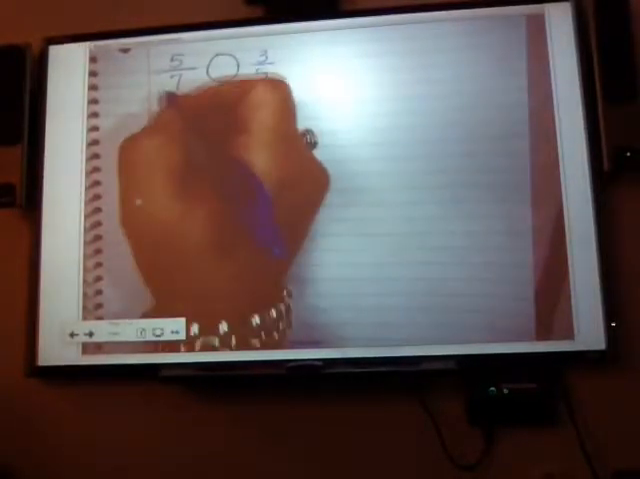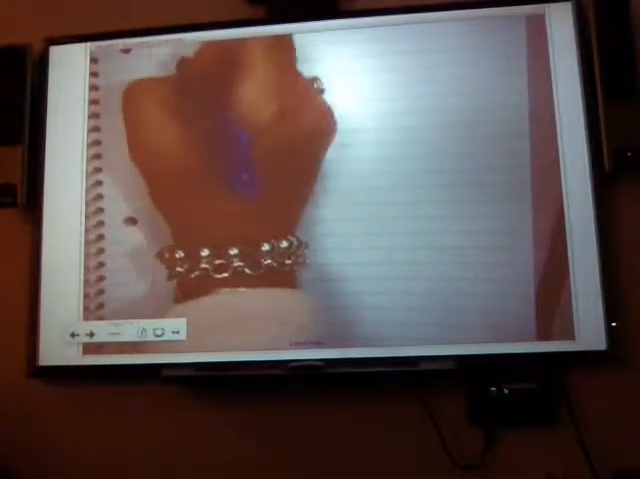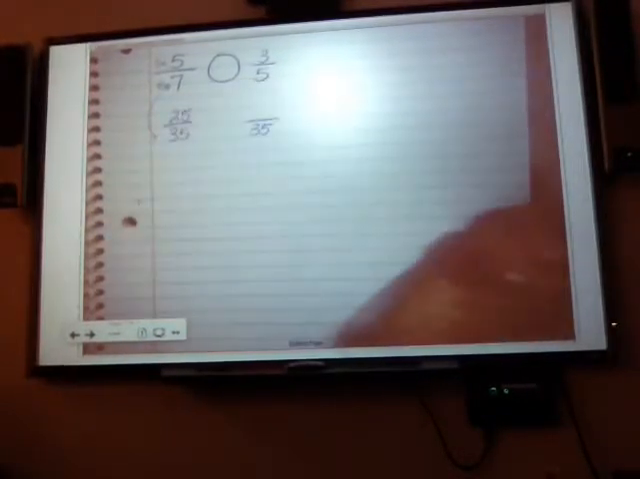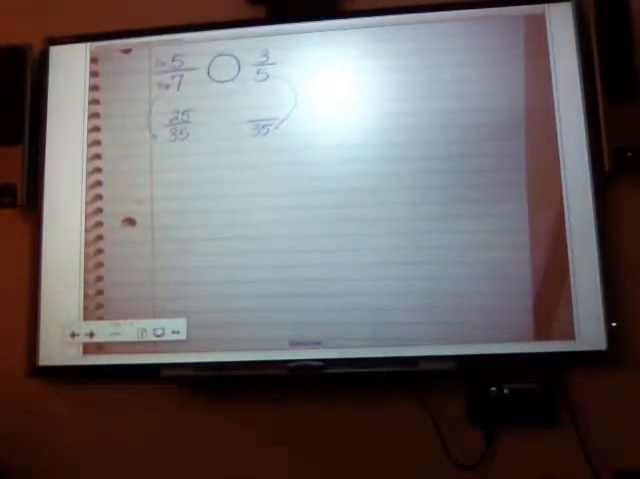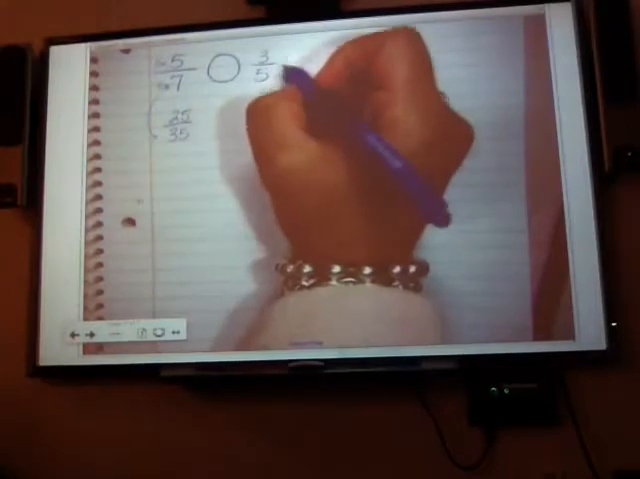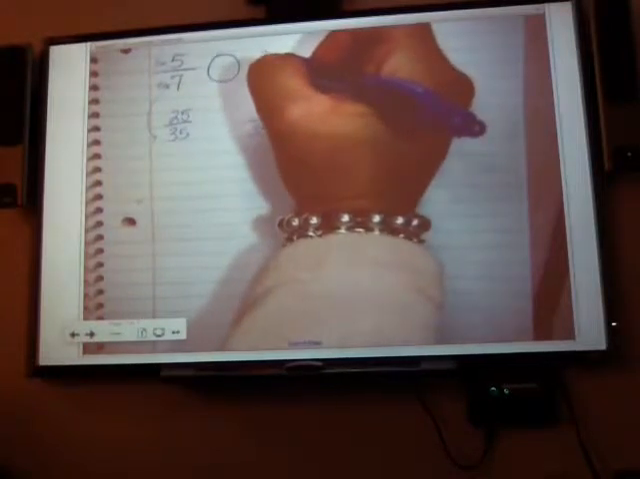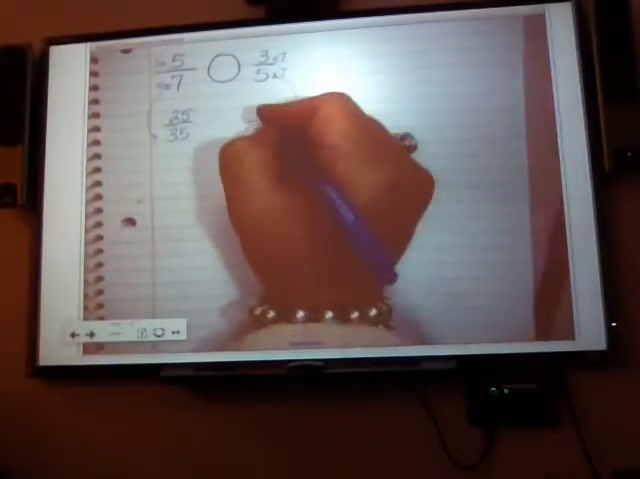Okay, Emma, what did I do from a 7 to get to 35? Whatever you do at the bottom, you do to the top. So what's 5 times 5? 25. Jason, what did I do from 5 to 35? Times 7. And therefore, whatever I do at the bottom, I must do to the top. 7 times 3 is 21.